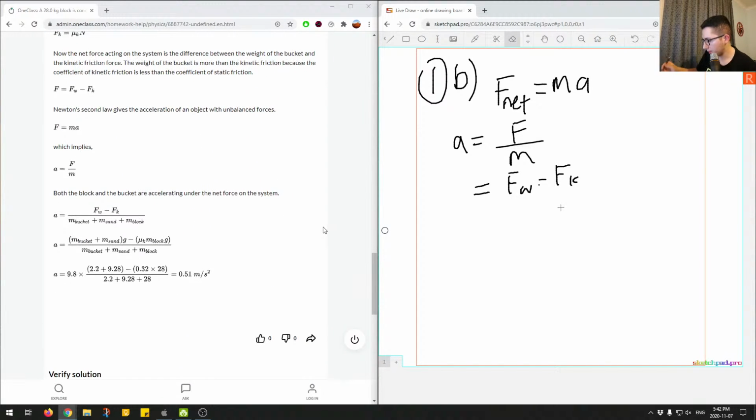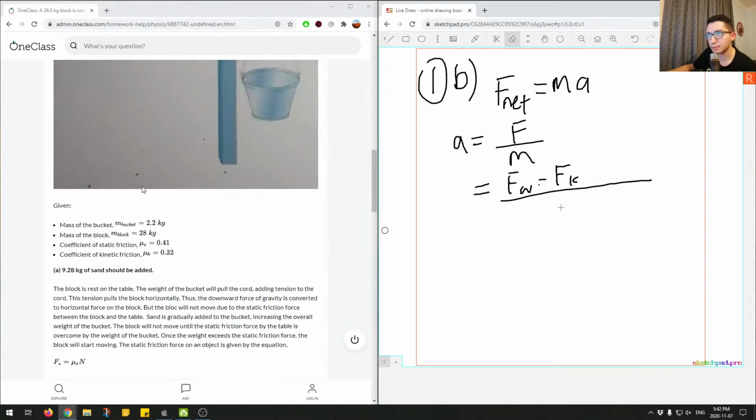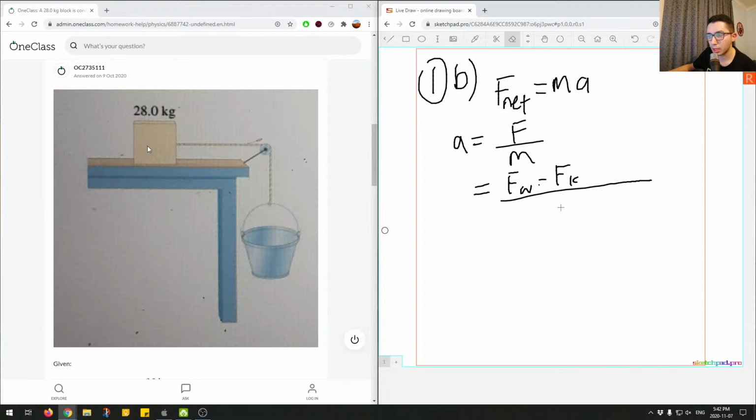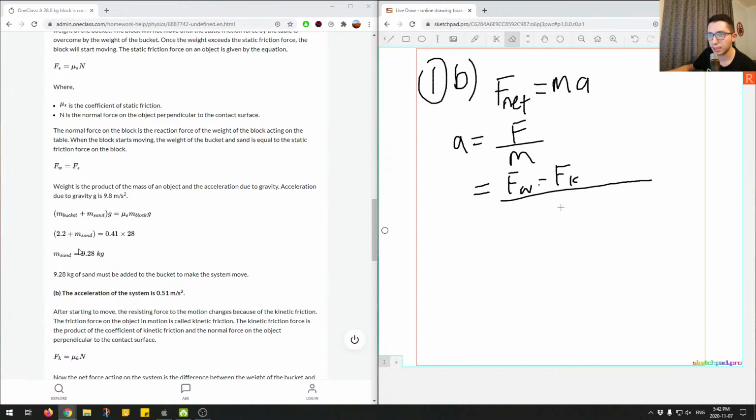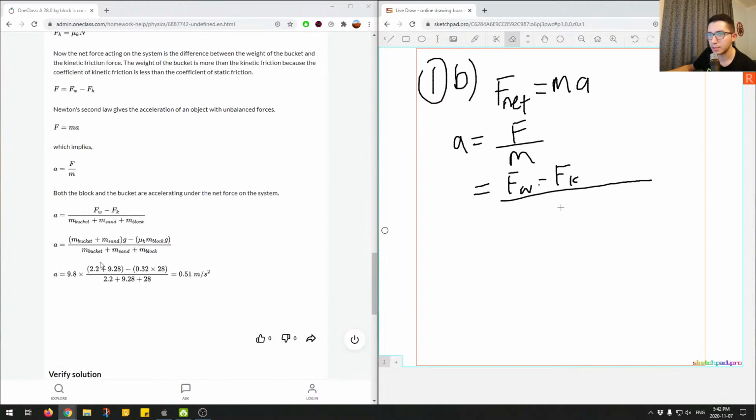And we end up with the numerator being Fw minus Fk, and then for the denominator, essentially it's all the masses of the system. So the mass of the block, the mass of the bucket, and the mass of the sand that's going in. And the mass of the sand is what we calculated in part A. So it's 9.28 kilograms. So we have mass of bucket. I'll just write as we said in the previous question, mass of bucket is M2, and then mass of sand is just MS, and then mass of block is M1.